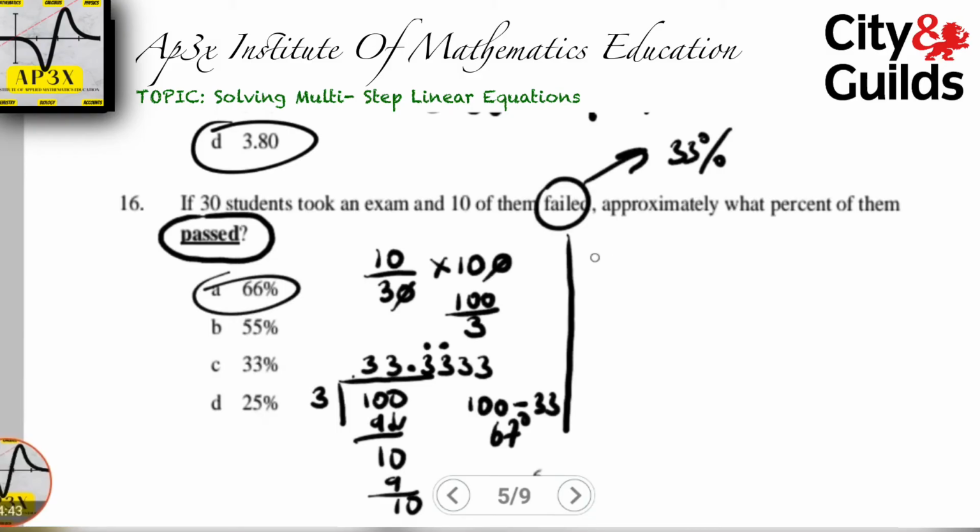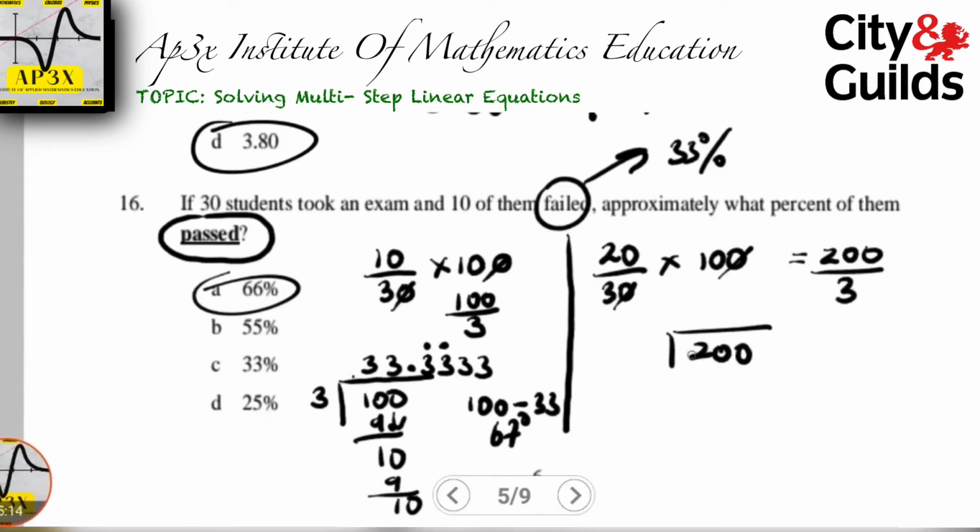An alternative approach to this is, as opposed to finding out how many failed, we could just go ahead and find out how many passed. We know that 10 failed, so we know that 20 passed. So that's 20 divided by 30, and that's going to be multiplied by 100. Okay, so we could go ahead then and cancel 0, cancel 0. All right, so we end up with 20 times 10, so that's going to be 200 divided by 3.